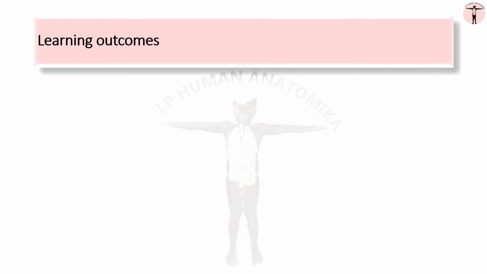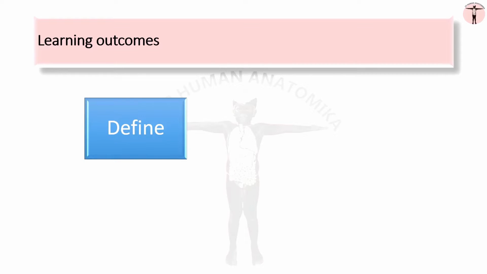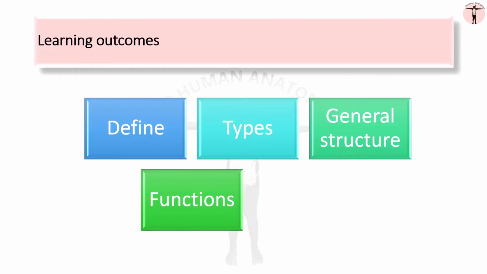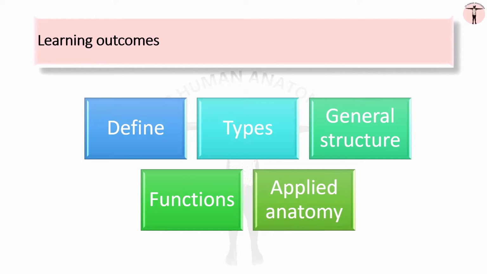The learning outcomes of this series of sessions are, by the end of the session, you should be able to define the epithelial glands, mention the different types of epithelial glands based on the number of cells, shape of secretory element, mode of secretion, nature of secretion, and presence or absence of ducts. Under the general structure, explain the connective tissue framework, parenchyma, and duct system of the glands. Along with the details, you should know the functions of epithelial glands and understand the applied anatomy of epithelial glands.